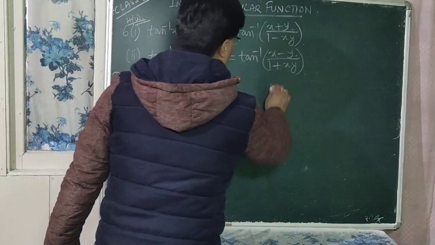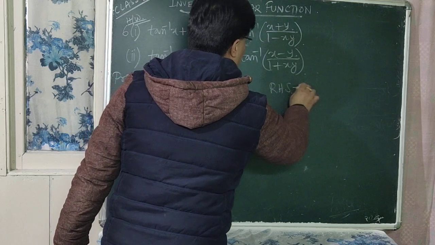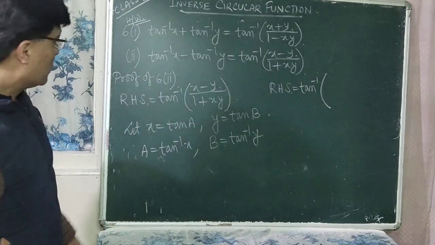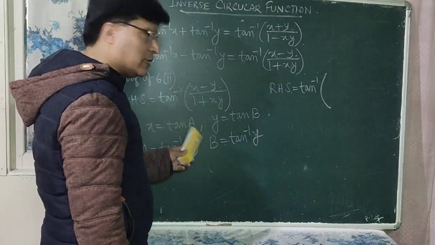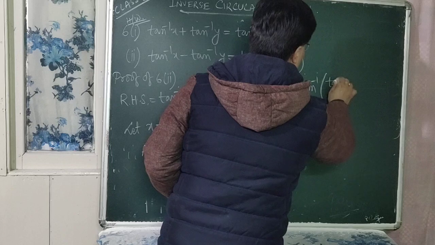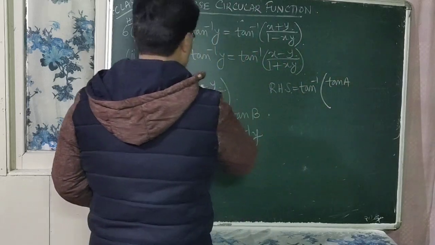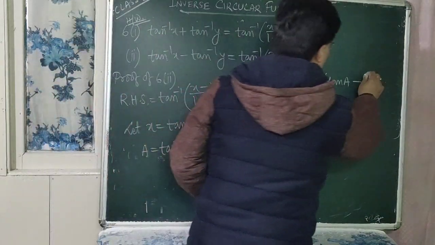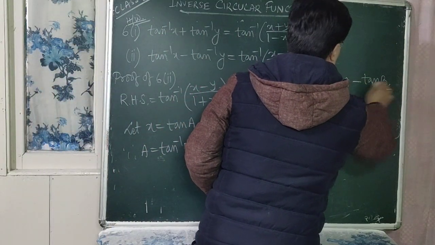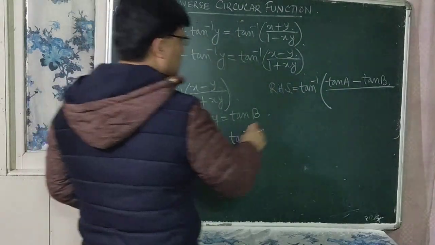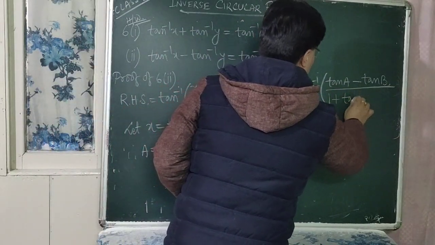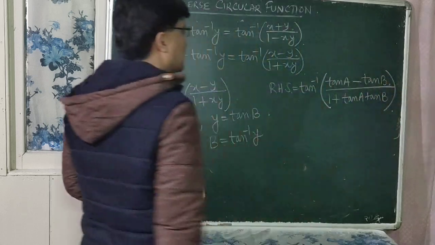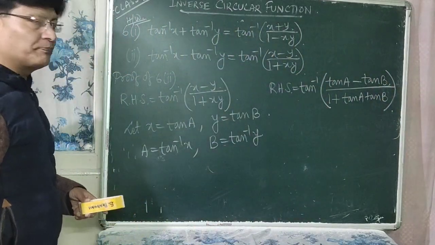Okay? So now right hand side becomes RHS is equal to tan inverse within bracket. Now put the value for x. What was the value for x here? It is tan A. Write down tan A. Then comes minus. What is the value for y? Tan B. Divided by, in the denominator, 1 plus tan A tan B. Is it clear now? Okay.